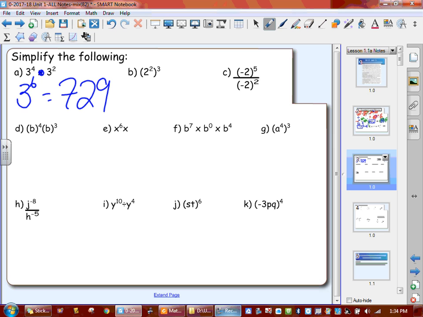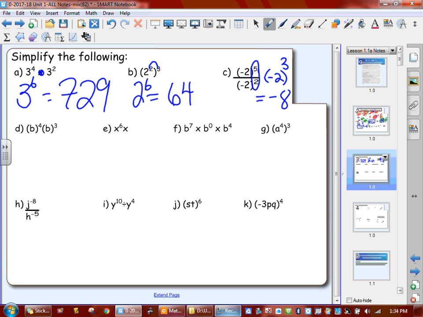Over here, we're going to multiply the brackets. So we're going to get 2 exponent 6, which is going to give us 64. Over here, we're going to get negative 2 in brackets, because that's our base, and 5 subtract 2 is what we're doing. We're going to get a 3, and we can solve this. That's going to give us negative 8. Okay? So you just type in your calculator, negative 2 exponent 3.